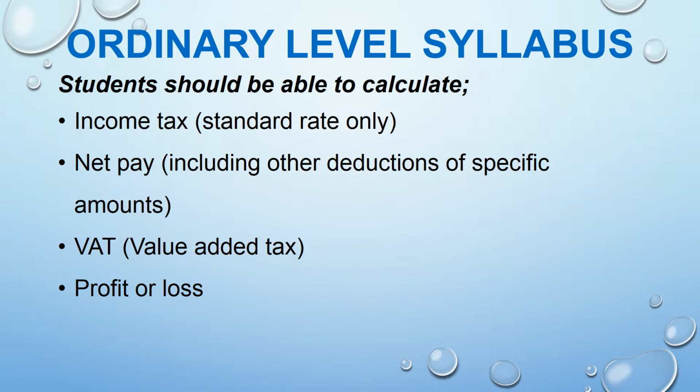As part of the syllabus at ordinary level, students are exposed to many aspects of financial maths, which includes income tax at the standard rate only, net pay, including other deductions of specific amounts, VAT, value-added tax, and profit or loss. This forms the basis of the majority of work which will be carried out by higher level students, except to a higher degree. At ordinary level, students are expected to be able to calculate income tax, but only at the standard rate. At higher level, this varies, as students are expected to be able to calculate income tax across all rates, and also to be able to calculate net pay to include other deductions.